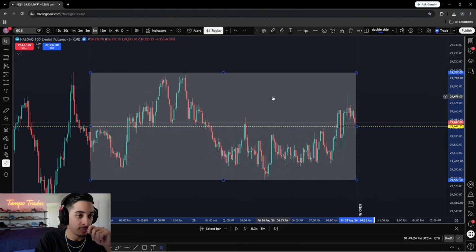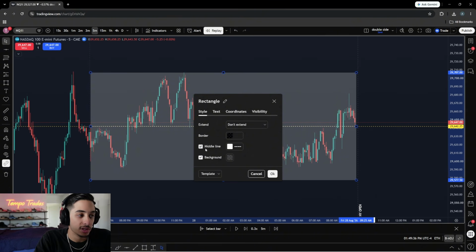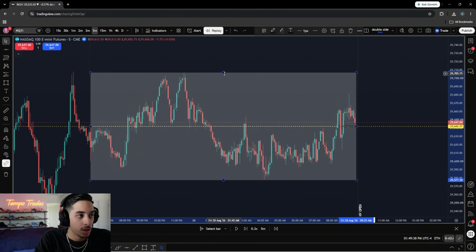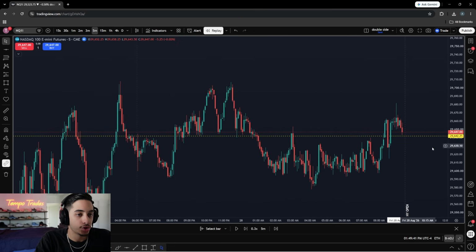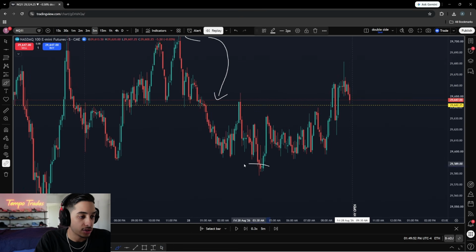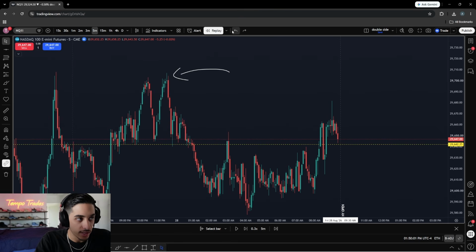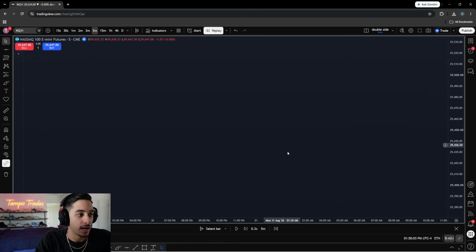Now, if you're asking, oh, Tempo, my fair value gap or my box tool doesn't have the little line in the middle, all you have to do is click the settings on your rectangle tool, go to style, and then make sure middle line is turned on, okay? So now, when you have this line drawn on your chart, you know where the midpoint of the daily range is. So up here is going to be premium of the range, meaning you want to short back down. And down here is going to be discount of the range, meaning you want to long back up here. That is how you are going to have your daily bias, okay? So that is the first step of daily bias, all right?